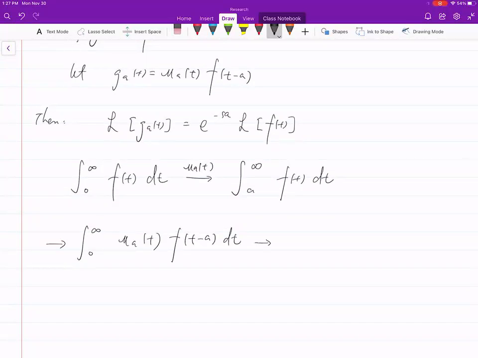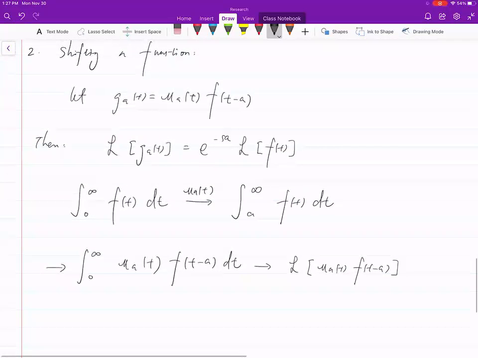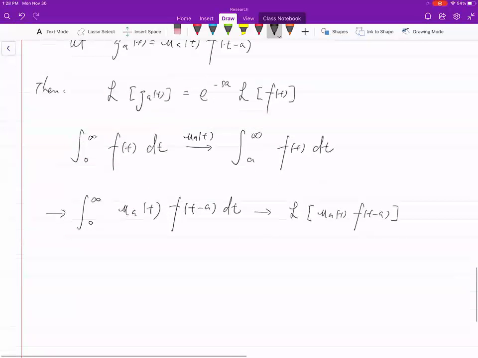Which gives you... then the whole thing here will just be multiplied by e to the negative SA because your ending point is still there. Once you shift that, you still have a leftover. That is e to the negative SA.